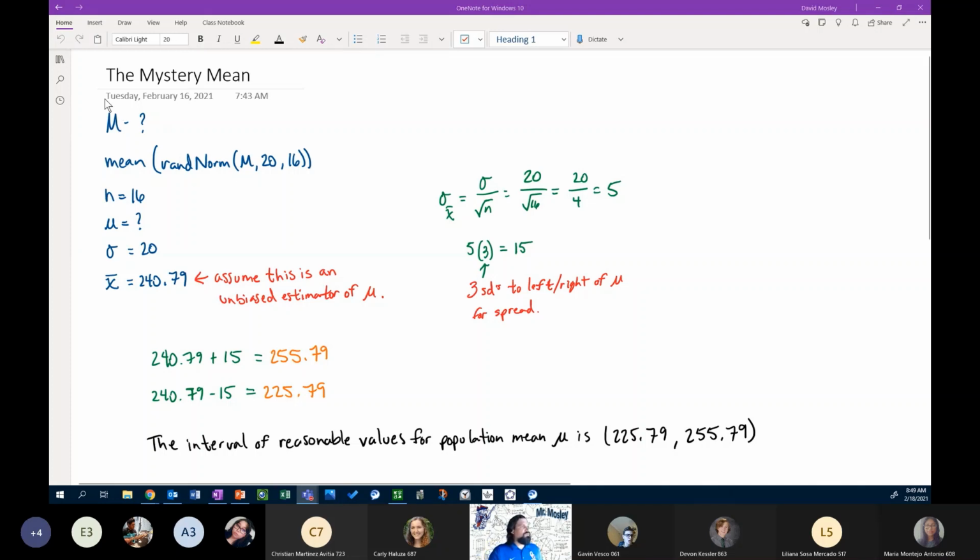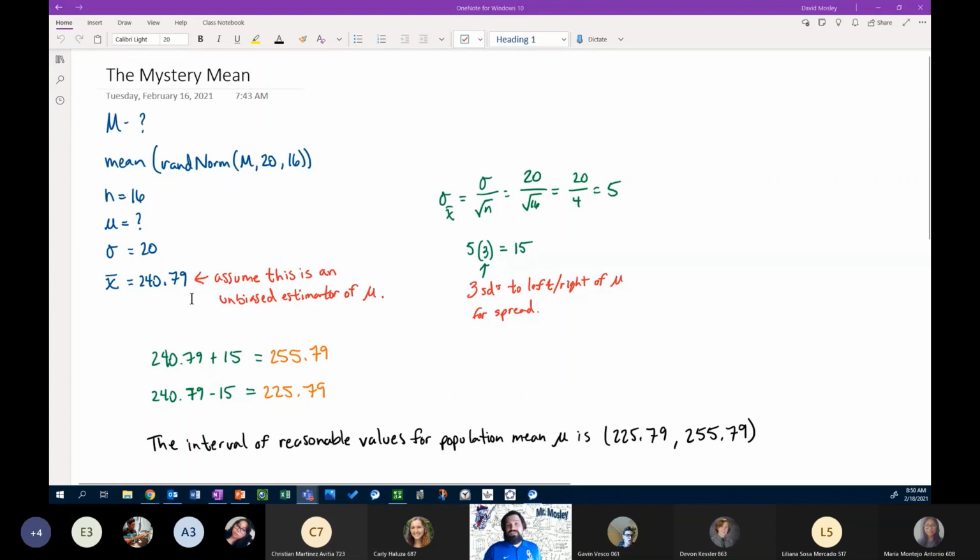So we have m, which we don't know. We went through this function in the calculator. We know that n, the sample size, is 16. We don't know mu, that's m. Sigma, the standard deviation, was 20. And we have a sample mean x bar of 240.79.